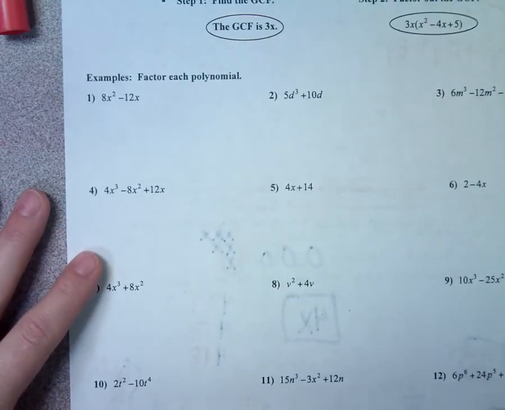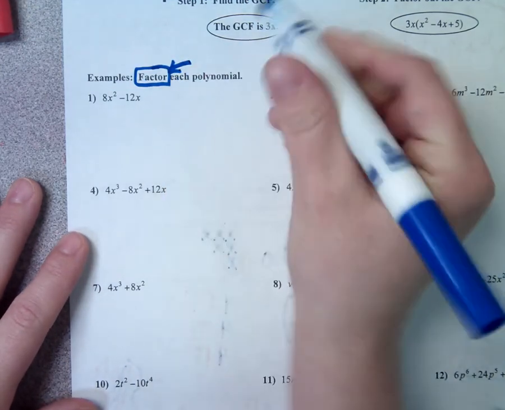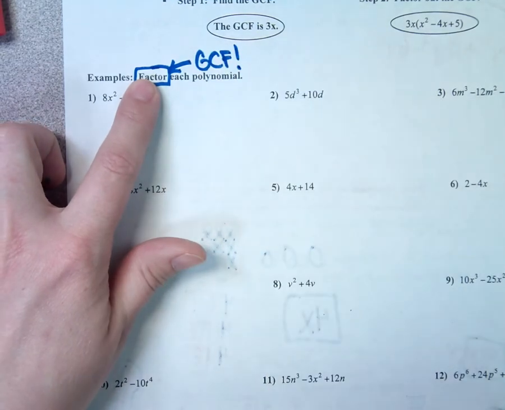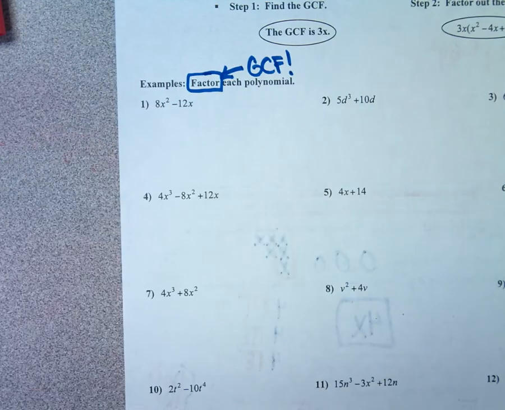All right, now we're going to actually factor the problems. Whenever you see the word factor, the first thing you always want to look for is the GCF, the greatest common factor. Right now that's all you know, but don't forget it as we learn more. So we're going to go farther than we did a minute ago.